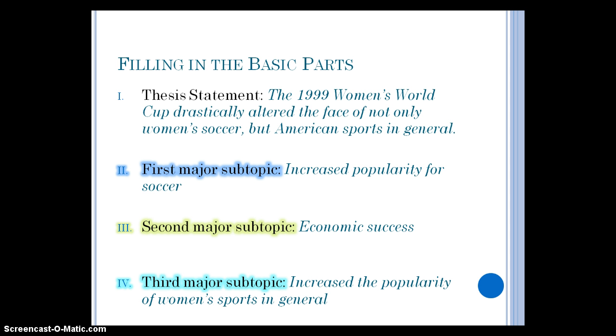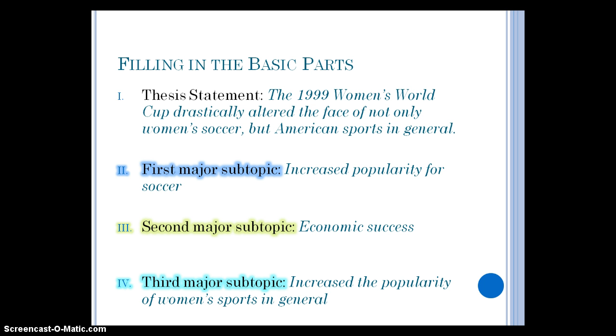Now, the next step is, once you have those, you're going to start filling in the basic parts. The example I'm using here is an example research paper I did for a sports literature class a couple years ago, where my main point was how important the 1999 Women's World Cup was. So I have my thesis statement there that you can see, and then I have 3 major subtopics. And this was fairly simple.